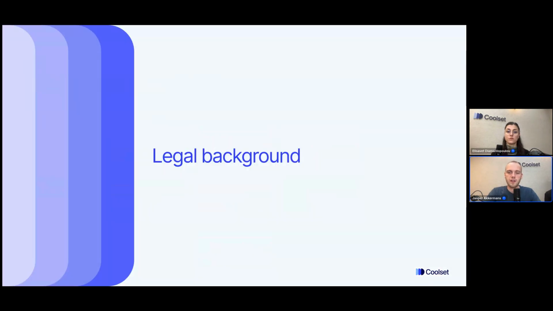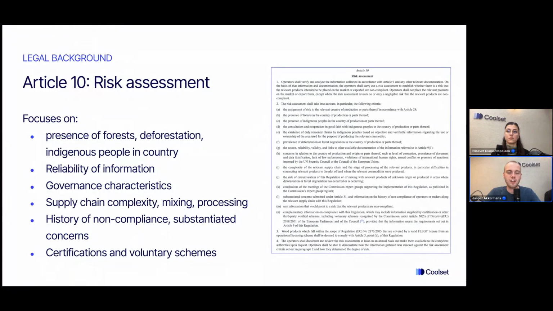Okay, moving on. Let's have a look at the legal background, which is the foundation of the risk assessment. So what is Article 10? Article 10 focuses on many things, but we broke it down in clear steps that should be considered. This includes the presence of forests, but also deforestation. But it also looks at indigenous people in the country. It looks at reliability of information, governance characteristics, but also supply chain complexity, mixing and processing. Also a history of non-compliance or substantiated concerns. And lastly, certifications and voluntary schemes.